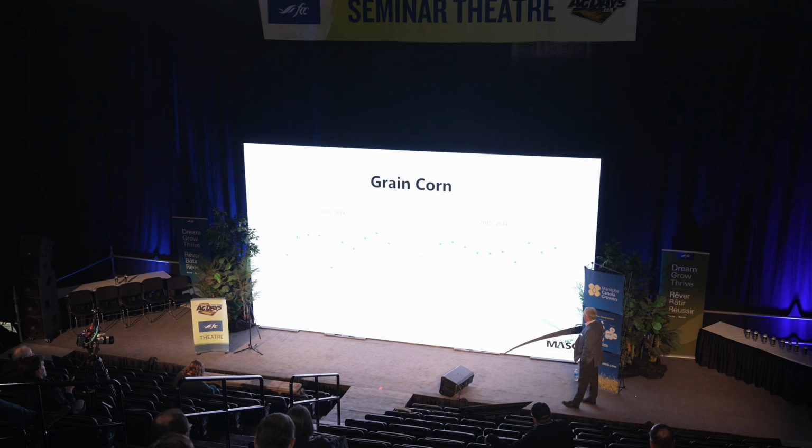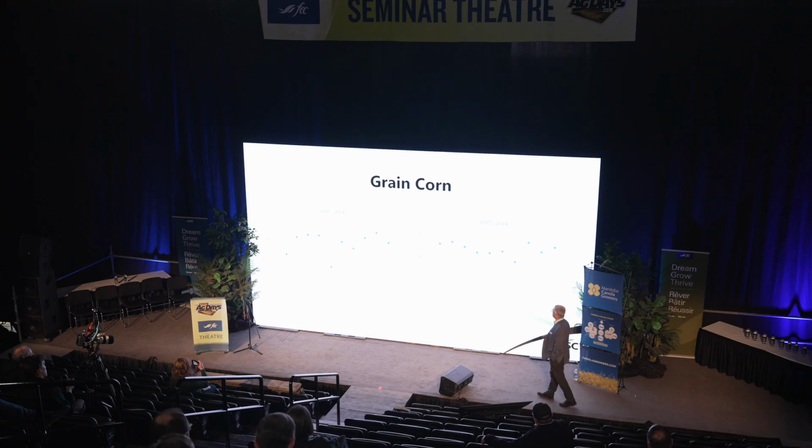Grain corn really flattening out as well. So kind of staying 120, 130 bushels here over the last 10 years. So not seeing that same slope or level of improvement. Seems to be leveling off as well, like the other crops we've seen.